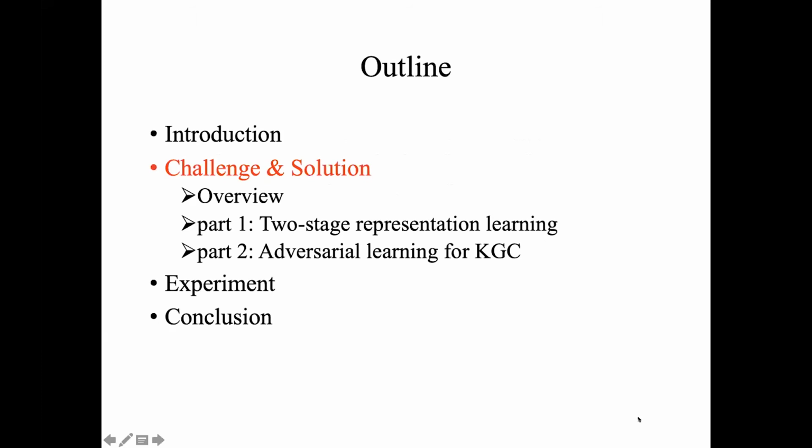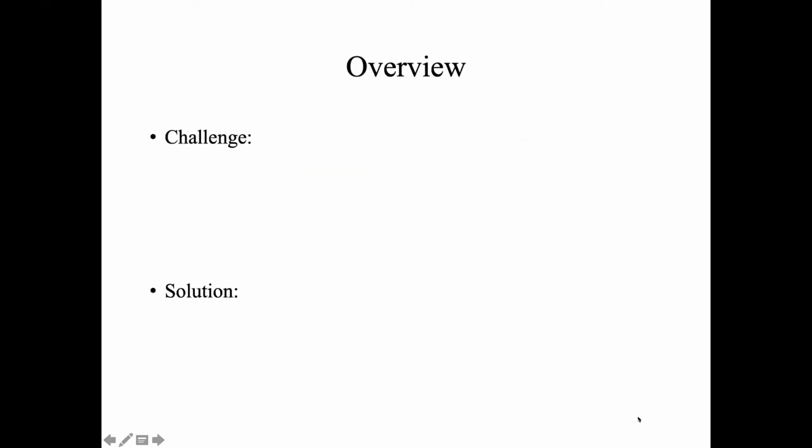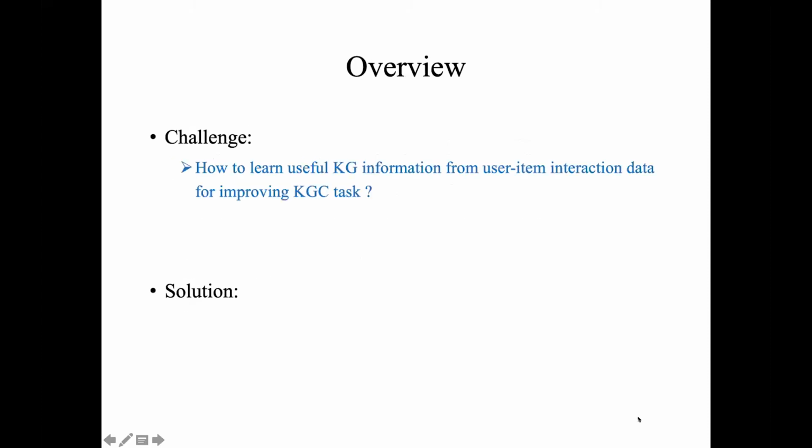Then we will introduce the challenges in this task and how we address them. The major challenge can be summarized as how to learn useful knowledge graph information from user item interaction data for improving the knowledge graph completion task. To address the first challenge, we develop a two-stage representation learning algorithm based on graph neural networks.